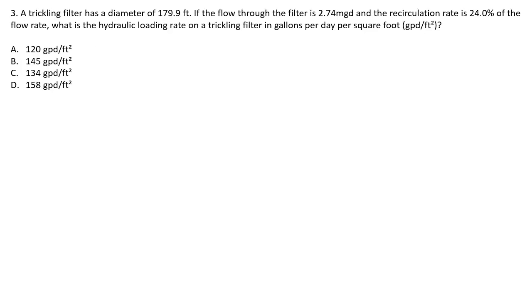Question 3. A trickling filter has a diameter of 179.9 feet. If the flow through the filter is 2.74 million gallons a day and the recirculation rate is 24% of the flow rate, what is the hydraulic loading rate on the trickling filter in gallons per day per square foot? 120 gallons per day per square foot, 145 gallons per day per square foot, 134 gallons per day per square foot, or 158 gallons per day per square foot.